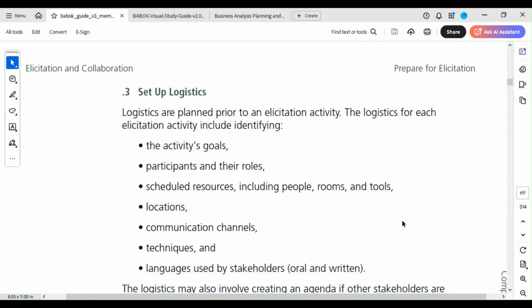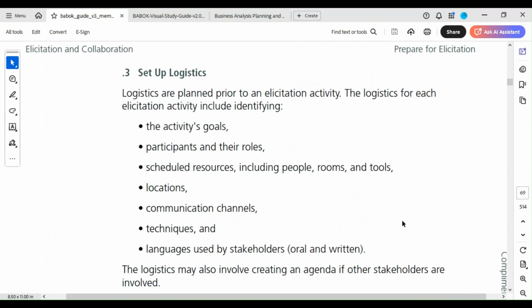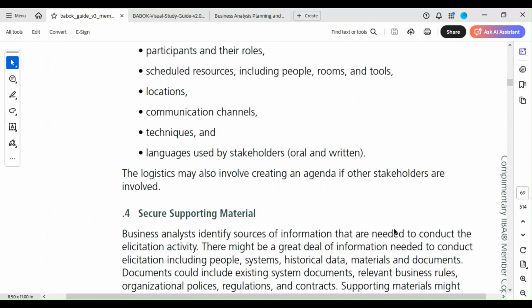So, set up logistics. This is beautiful. Logistics are planned prior to an elicitation activity. The logistics for each elicitation activity include identifying the activity goals. What do we want to achieve? Participants and their roles, know who is who, scheduled resources including people, rooms, and tools, locations, communication channels, techniques, and language used by stakeholders, oral or written. The logistics may also involve creating an agenda if other stakeholders are involved.